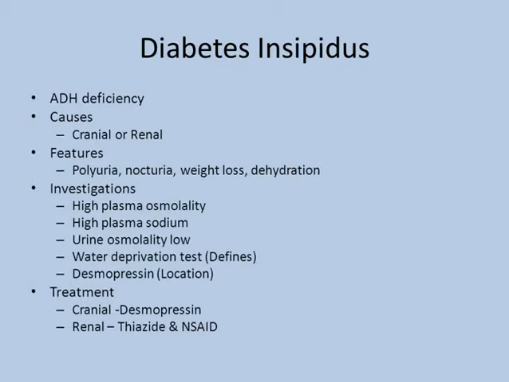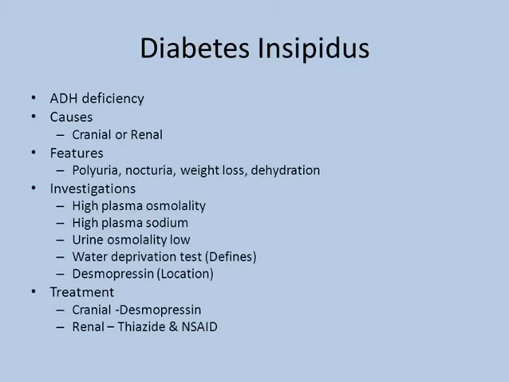Diabetes insipidus. This is a condition where there is a deficiency in ADH. ADH is a hormone produced by the posterior pituitary gland, and its action is to stop you from peeing. It's an anti-pee hormone, so it stops you from urinating. Its causes can be divided into cranial or renal, nephrogenic.